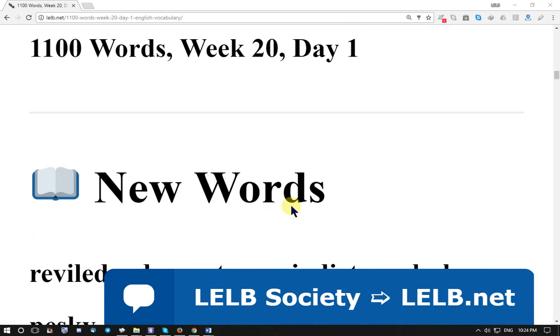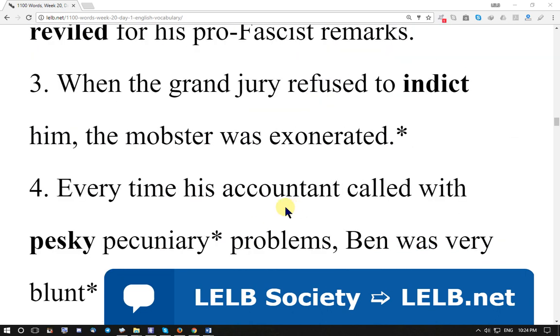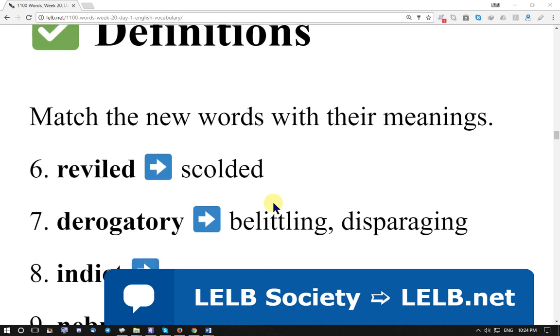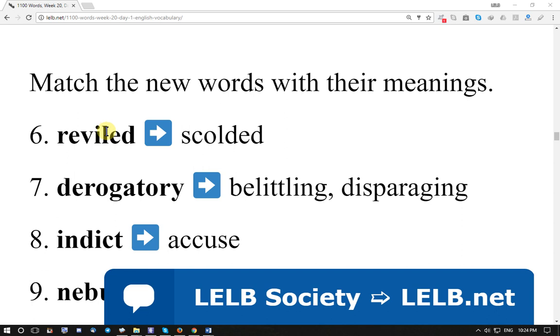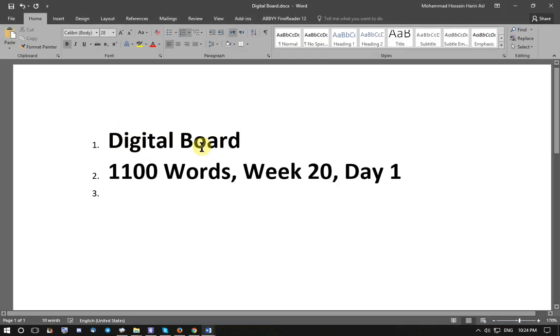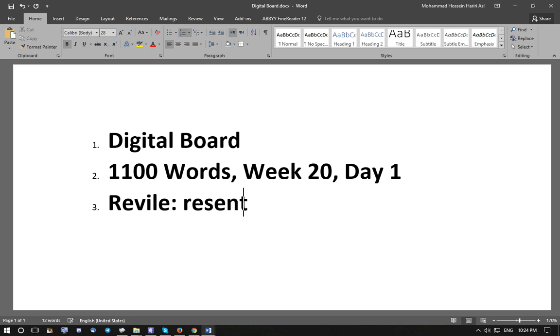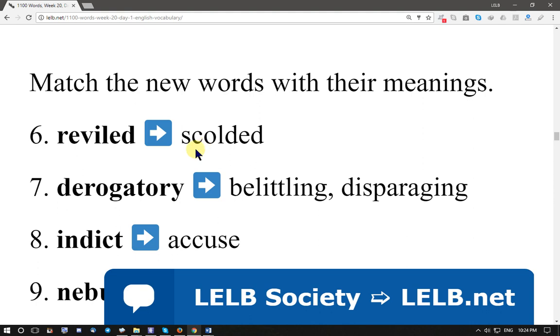Alright, so let me show you the words here from the matching part. Reviled. As a verb, revile, because here it has been used as an adjective, revile means hate, resent. Let me use this digital word. Revile means resent.